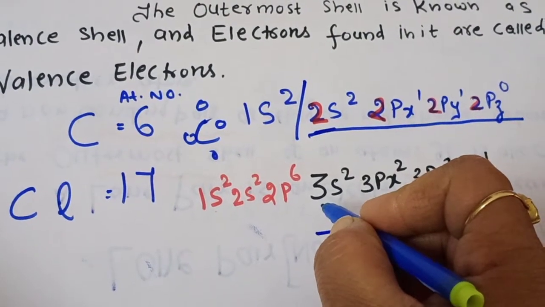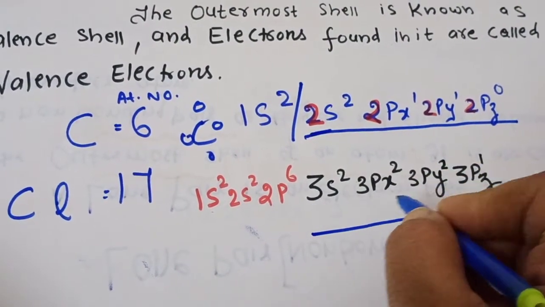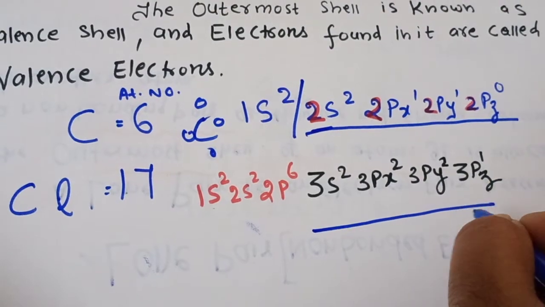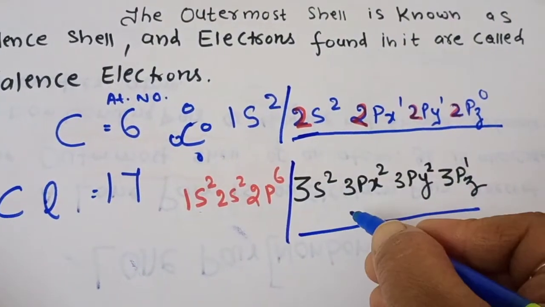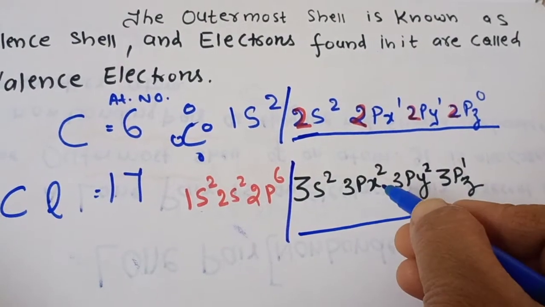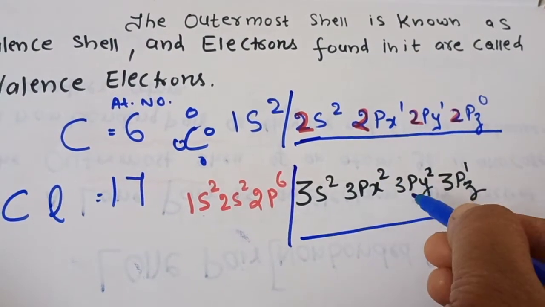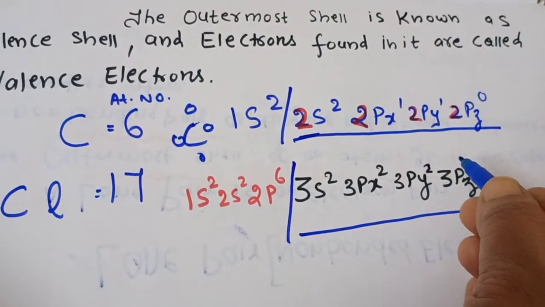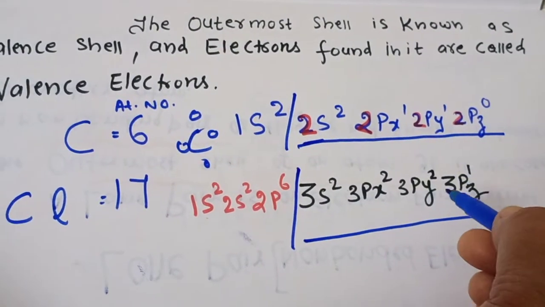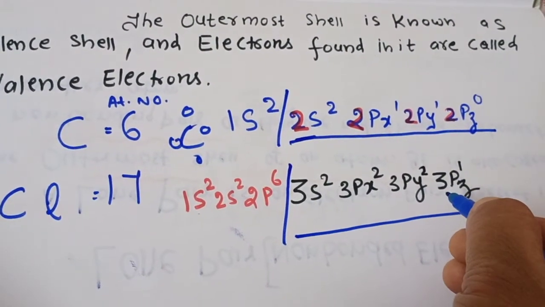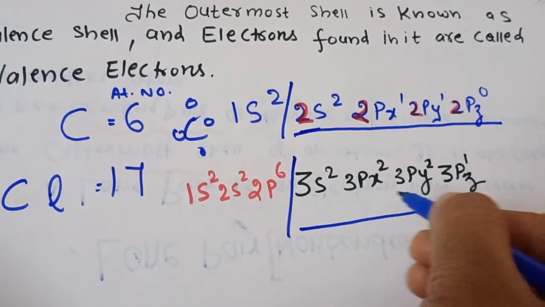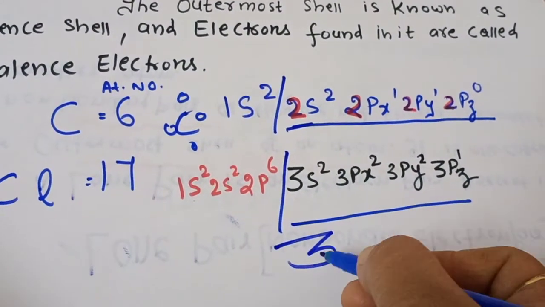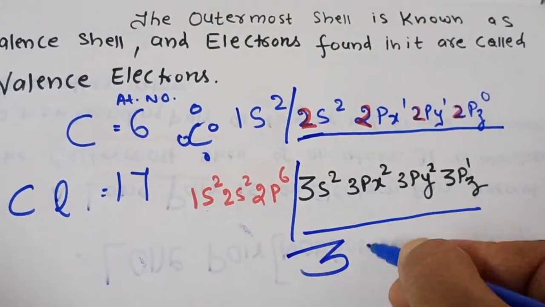And so this 3 means, until your third shell is completely filled, it will be the outermost shell. The capacity of our p subshell is 6, but here you can see that there are 3px2, 3py2, 3pz1. So 1 more can also come here. But we can say that 3pz is not the outermost shell, it is the third. We will say the third is the outermost shell of the chlorine atom.